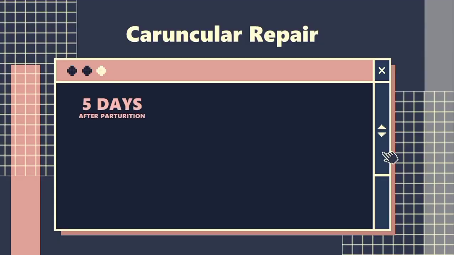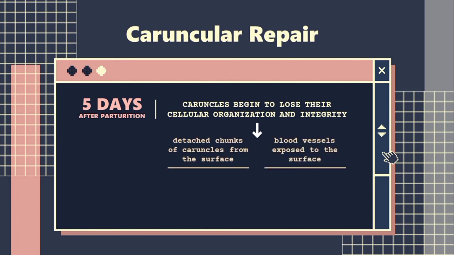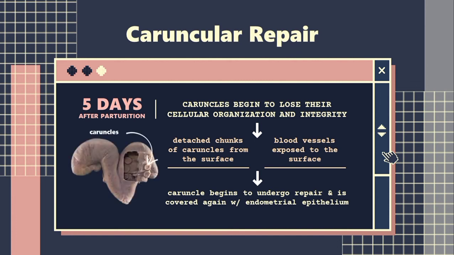About 5 days after parturition, the caruncles begin to lose their cellular organization and integrity. This results in chunks of the caruncles detaching from the surface, leaving remnants of blood vessels exposed to the surface. After the decidual tissue of the caruncle is sloughed into the uterine lumen, the caruncle then begins to undergo repair and is covered again with endometrial epithelium. So here is an example of a caruncle.